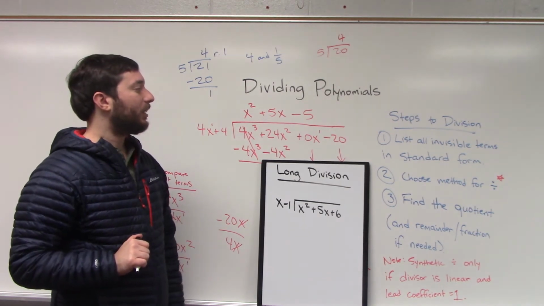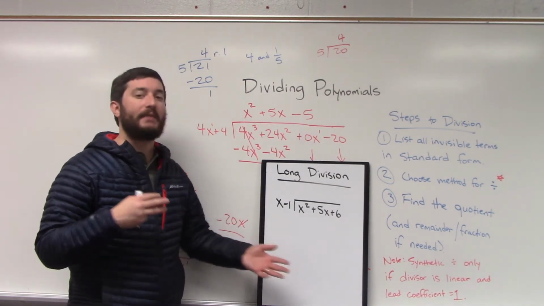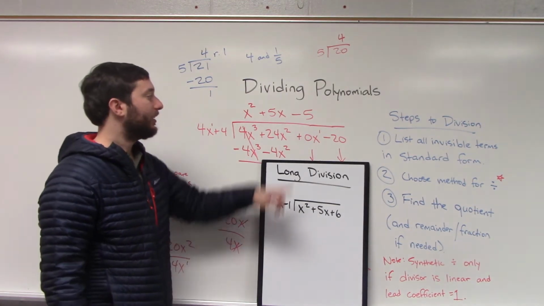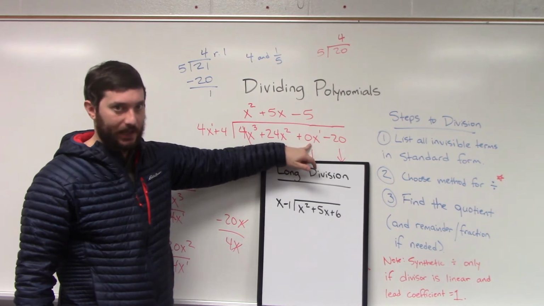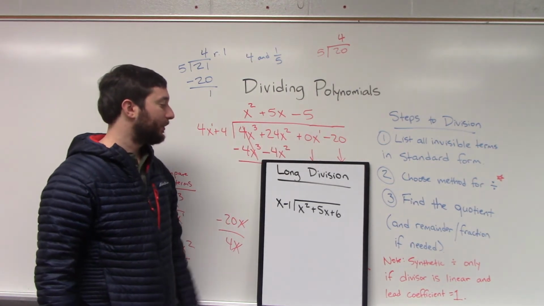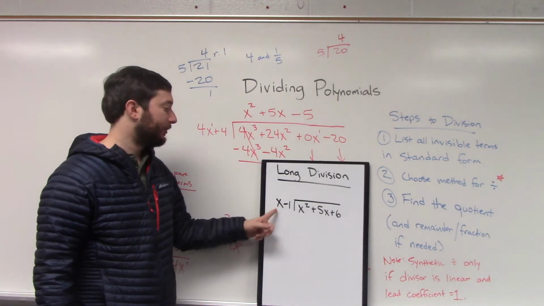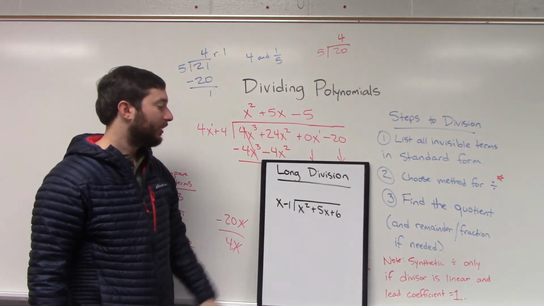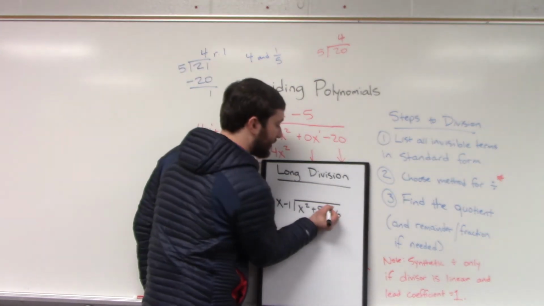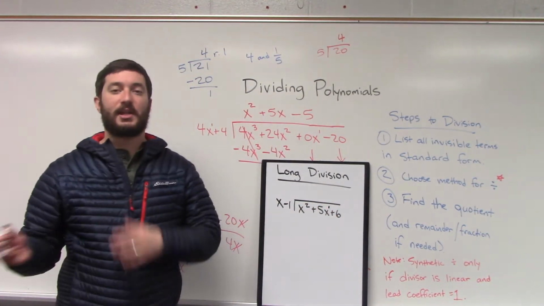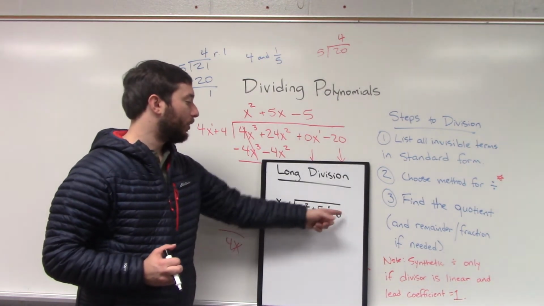First step, list all invisible terms in standard form. Well, in this case, everything is visible, so we don't have anything to list out. Notice this was missing a x. That's why we had to put 0x in our original example. Here, though, x minus 1, there's nothing missing there. We had a degree 1 and then a constant. Likewise, x squared plus 5x to the first plus 6, there's nothing missing, right? There's no missing term. 2, 1, 0.